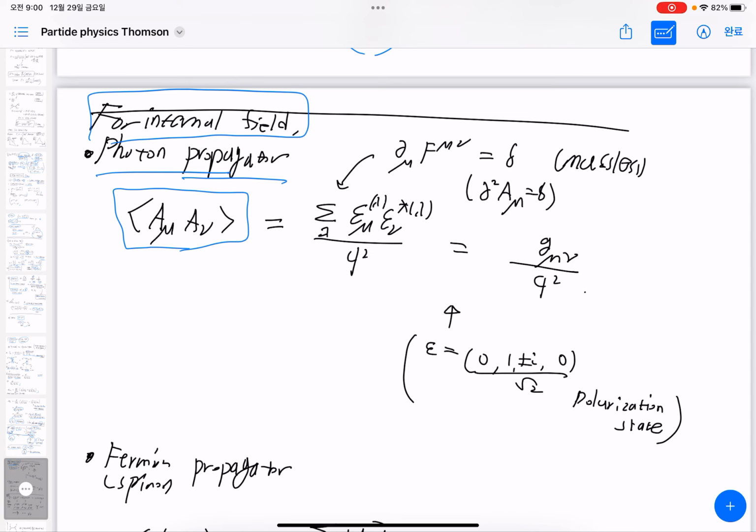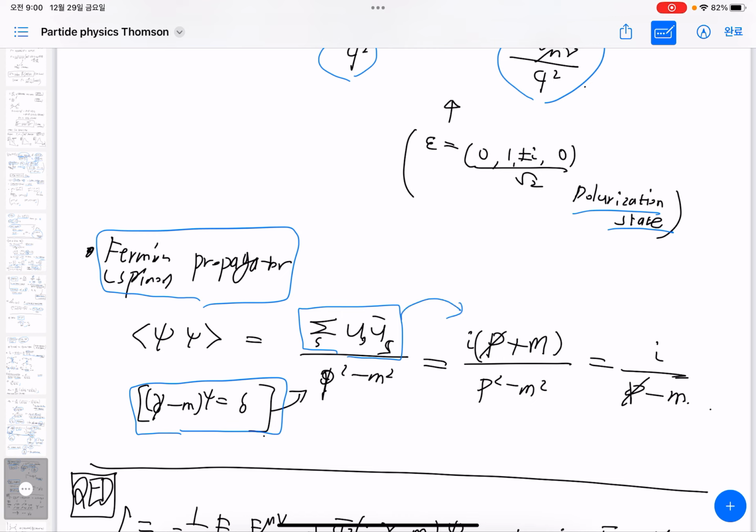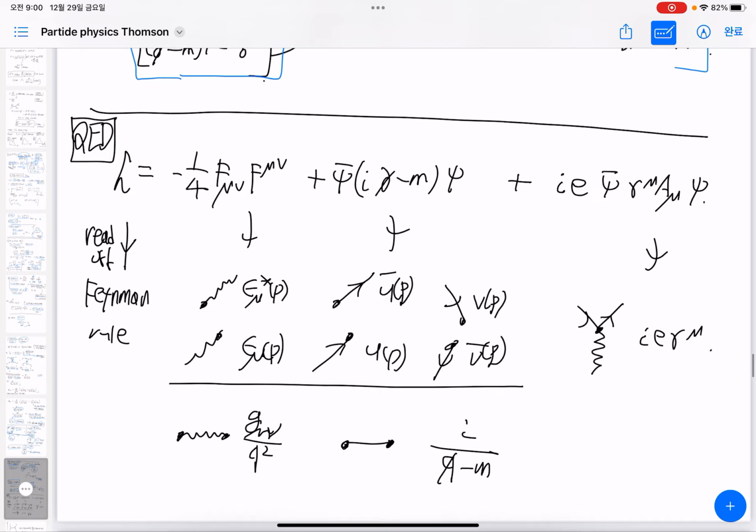From the equation of motion, we can obtain such a Green function, and the polarization states are summed by using the completeness relation of the polarization states, so we can obtain the photon propagator, g over minus q squared. The fermion or spinor propagator is obtained similarly, by using the Green function of the equation and the completeness relation over all possible spin states. The numerator becomes gamma mu p mu, which can be written as p slash, so the fermion propagator turns out.